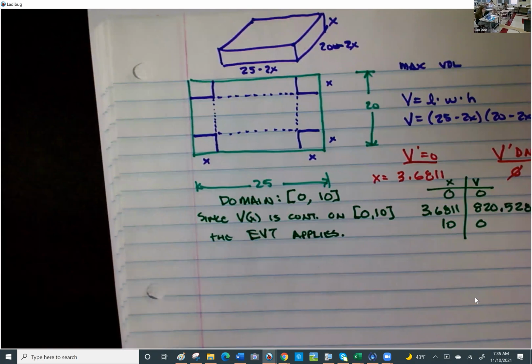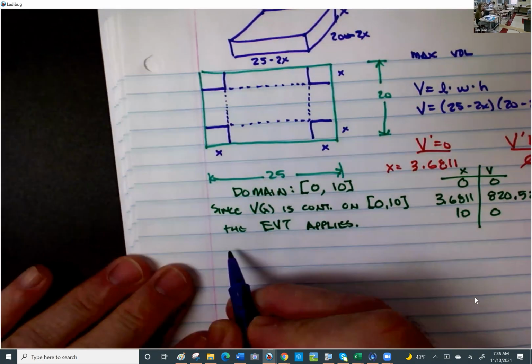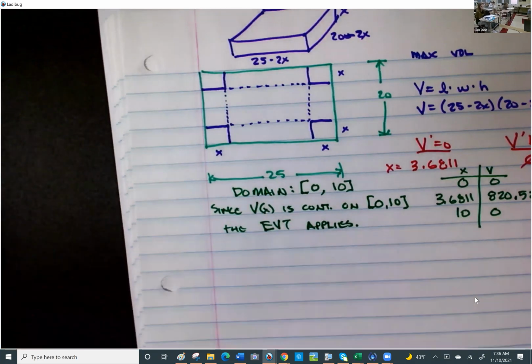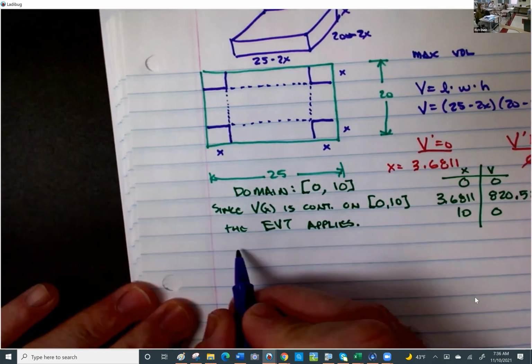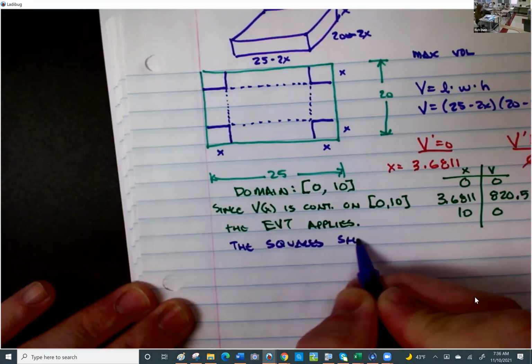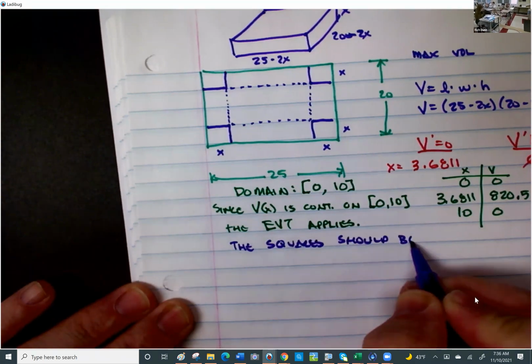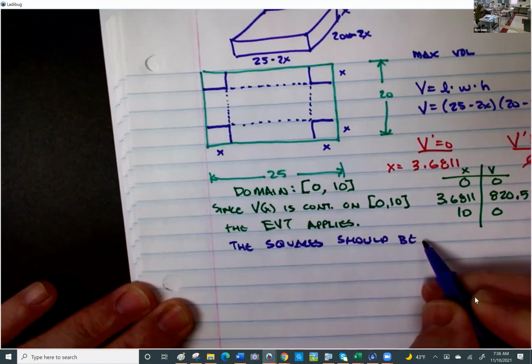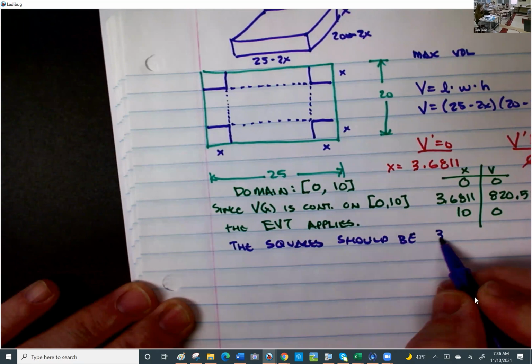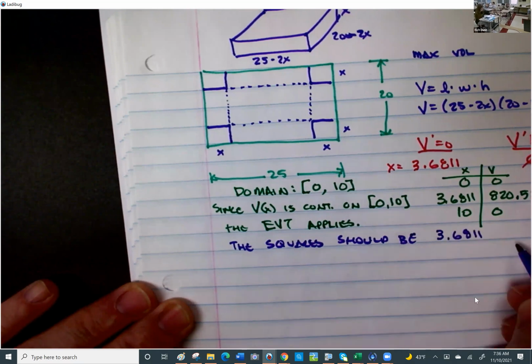And I think the best way to answer both of those is just in one statement. And that would be, again, what did they say? They said, how large should the squares be to make the boxes hold as much as possible? So I'll say the squares should be, or should have, I'll just put it like this, should be 3.6811. I forgot to put my units down. Inches in length.